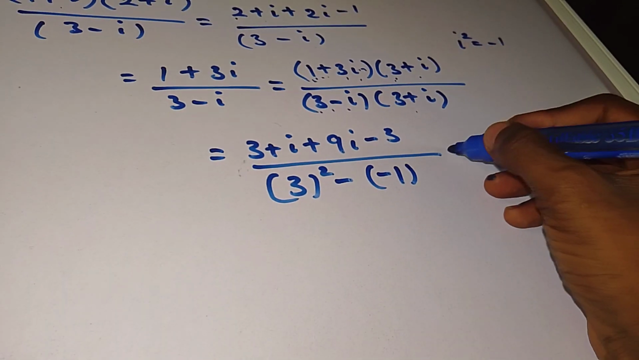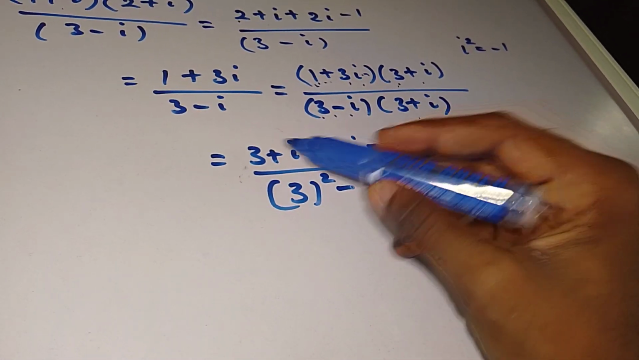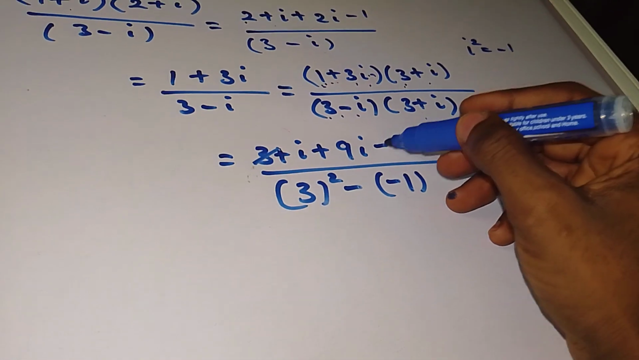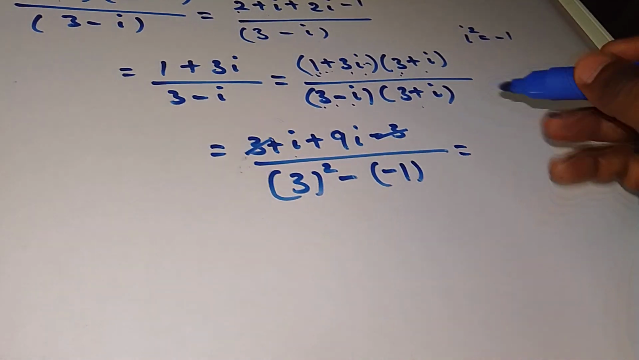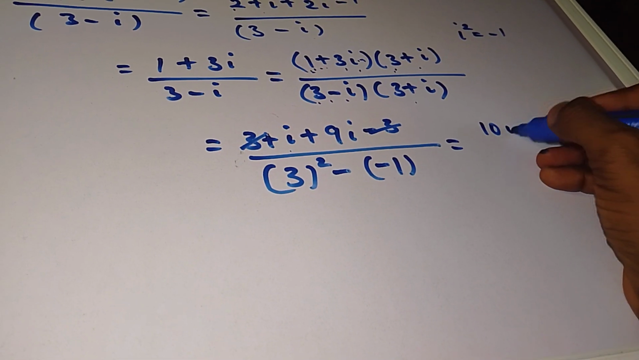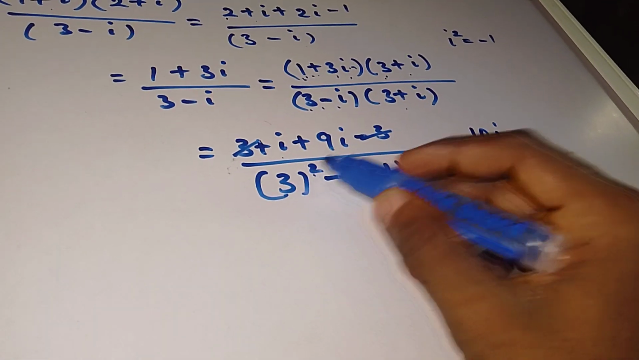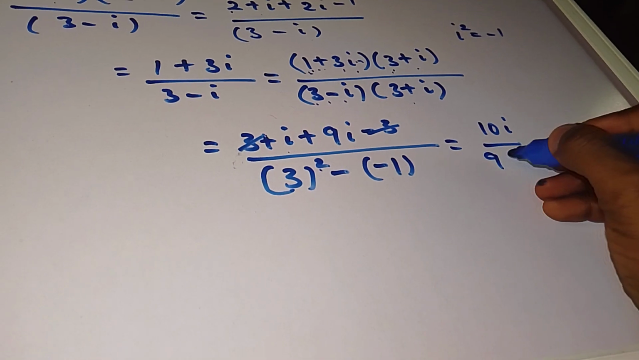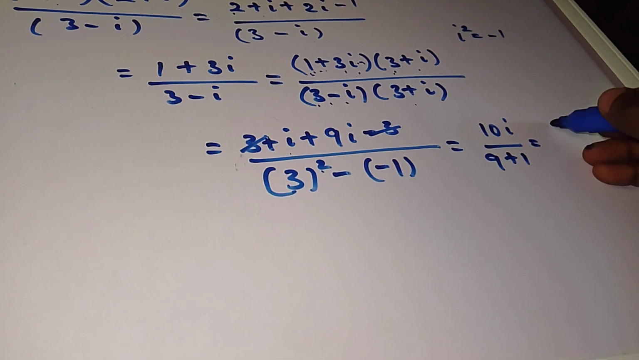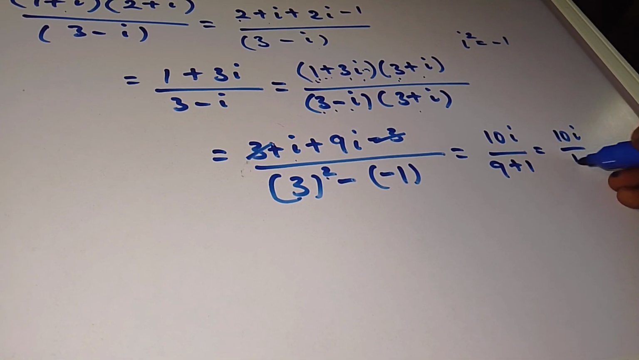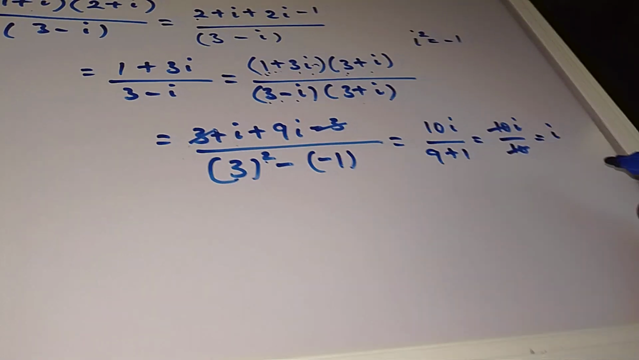Now we collect like terms at the numerator. The 3 cancels the minus 3, so we have i plus 9i, which gives 10i, all over 3 squared, which is 9, plus 1 because minus times minus gives plus. So that is 10i over 10, and 10 cancels 10. So we have i.